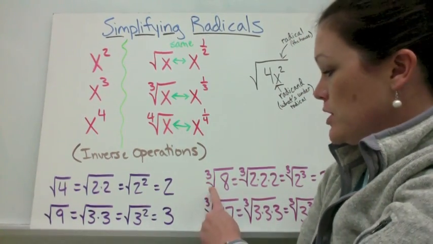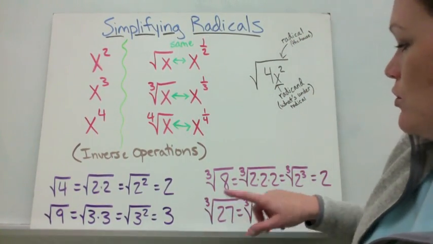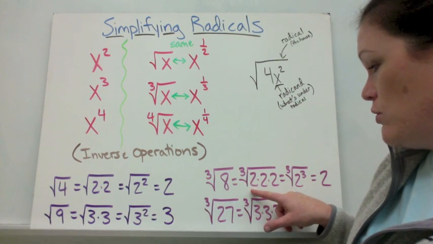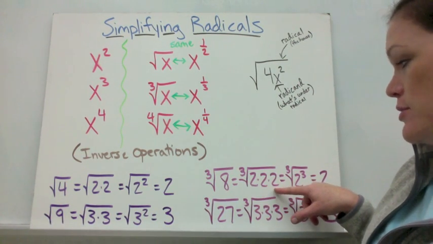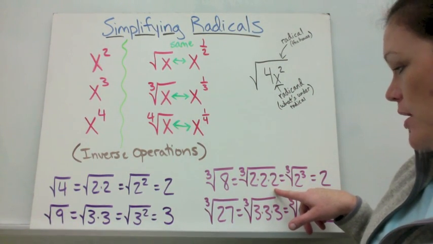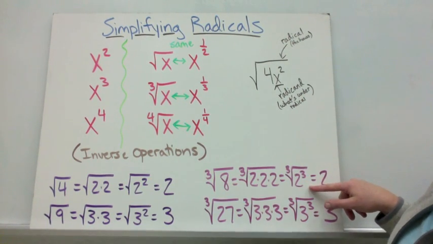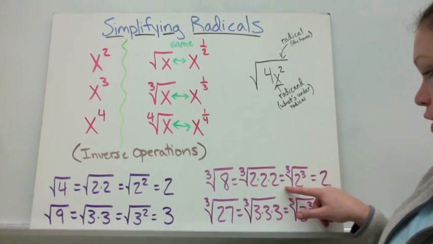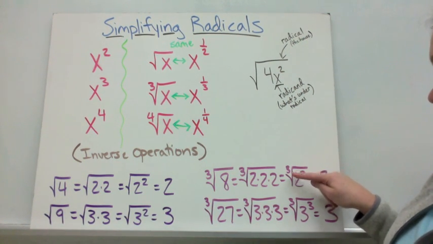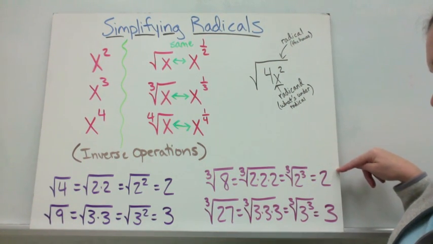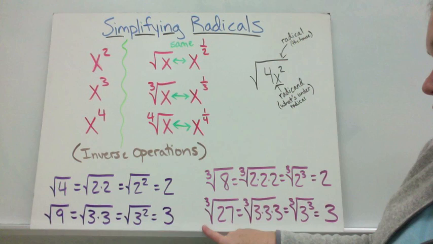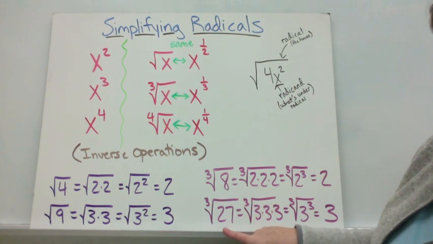For the same reason, we could look at the cube root of 8. The cube root of 8 is equivalent to the cube root of 2 times 2 times 2, because those would give me 8. 2 times 2 times 2 is equivalent to 2 cubed. And so we could say the cube root of 2 cubed, they would cancel each other out and we just have 2. And also the cube root of 27 would work the same way.